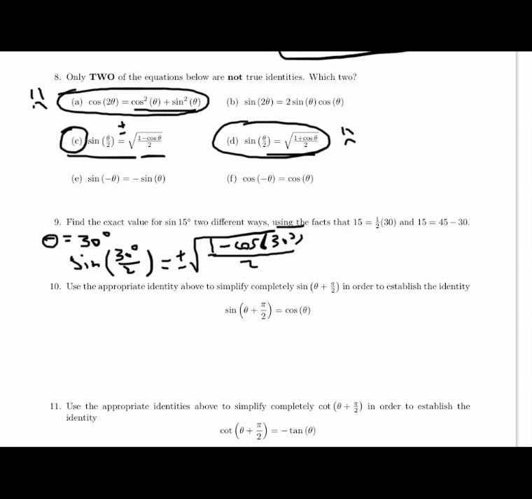Then under the square root sign, I have 1 minus cosine of 30 degrees all over 2. I can get rid of this plus or minus because I know that 15 degrees is a first quadrant angle, so the sine of 15 degrees has to be positive. So there's never going to be a plus or minus in your answer. The reason it's in the formula is because it could be a positive or a negative answer, and you can tell by what quadrant your angle is in.